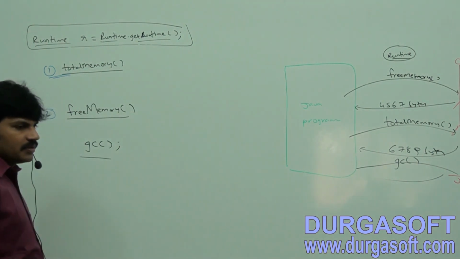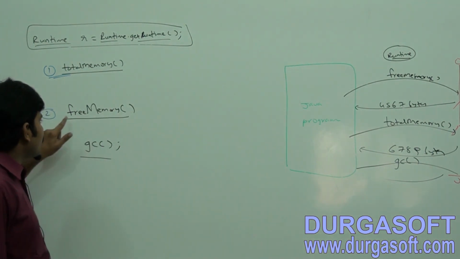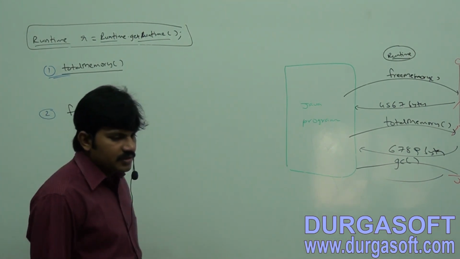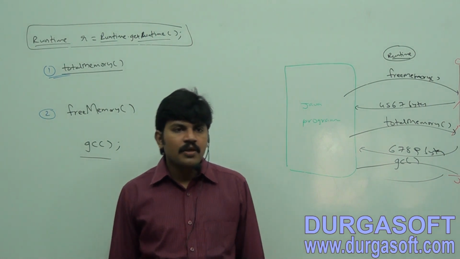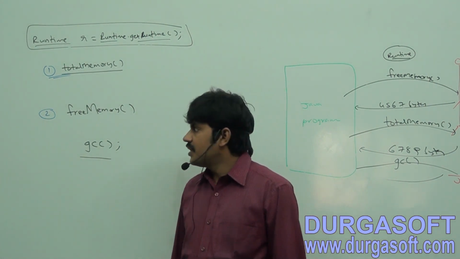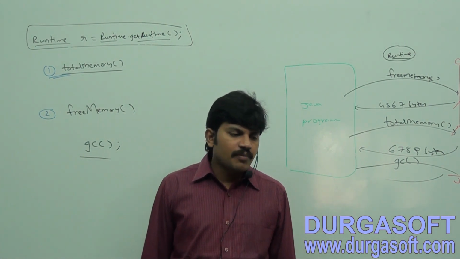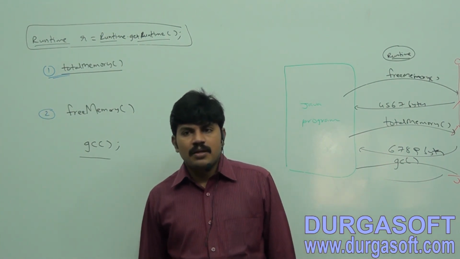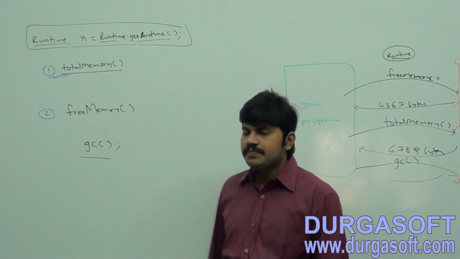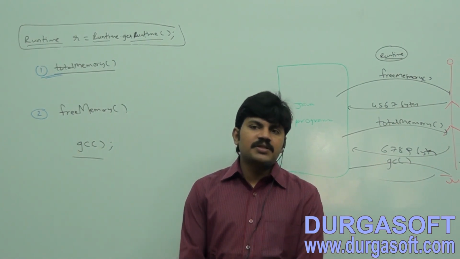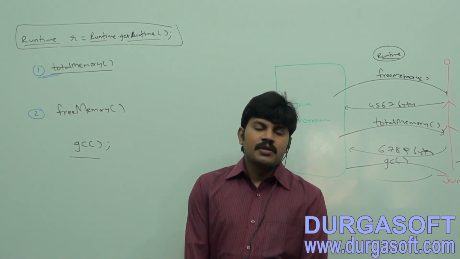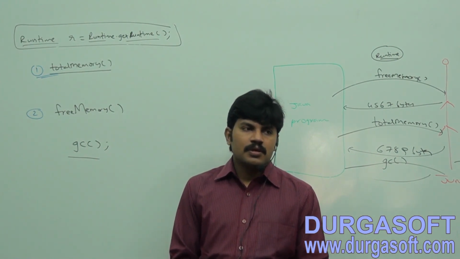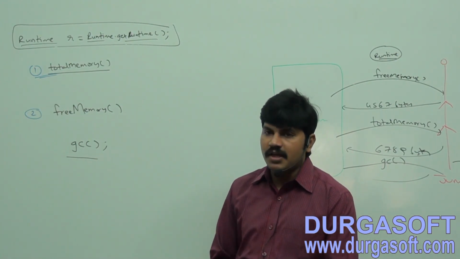Second one, free memory. It returns the number of bytes of free memory present in the heap.